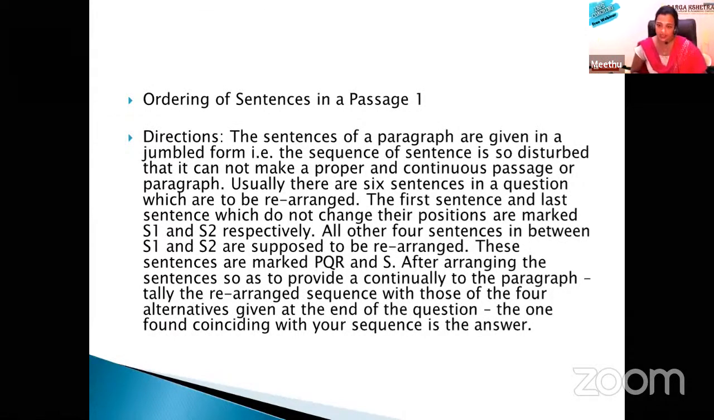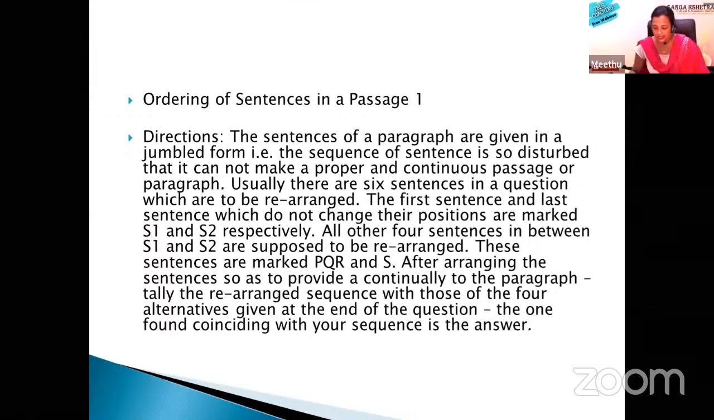Usually, there are 6 sentences in a question which are to be rearranged. The first sentence, this is a main important point. The first sentence and the last sentence do not change their positions. They will be marked as S1 and S2 respectively. All other 4 sentences in between S1 and S2 are supposed to be rearranged. These sentences are marked as P, Q, R, and S.